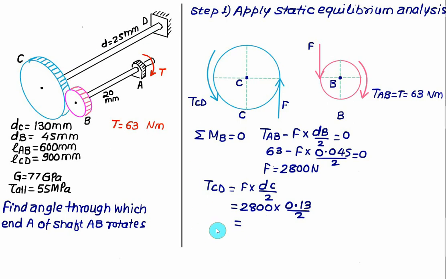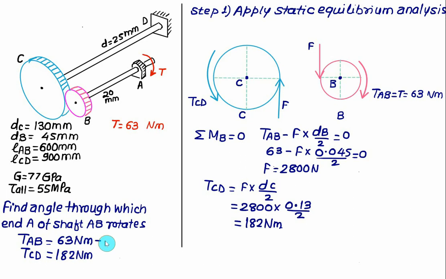So the torque on the shaft CD will come out to be 182 Newton meter. The torque on the shaft AB is used to calculate the rotation of A with respect to B, and it is equal to 63 Newton meter. And the torque on the shaft CD is used to calculate the twist of point C with respect to D, and the twist at D will be equal to 0. So that value is equal to 182 Newton meter.